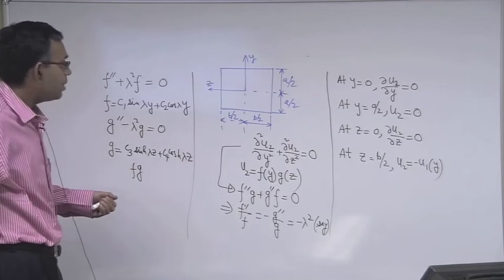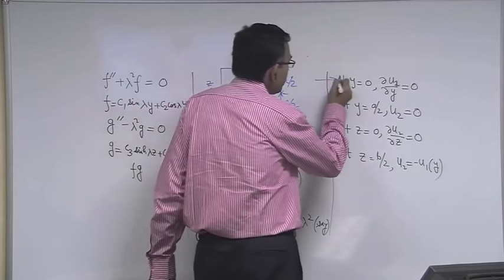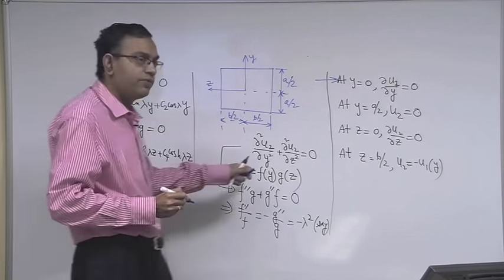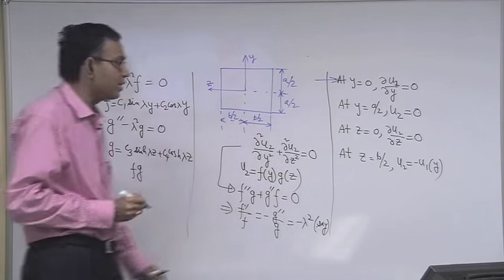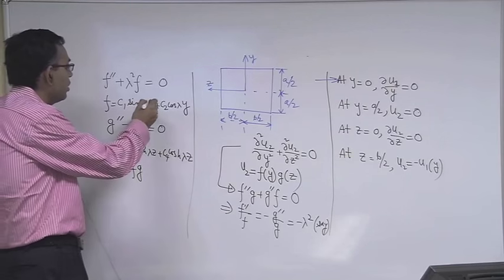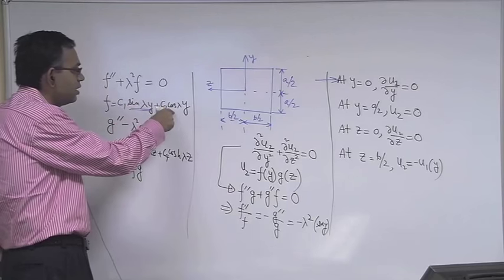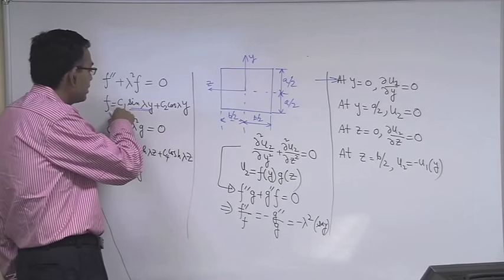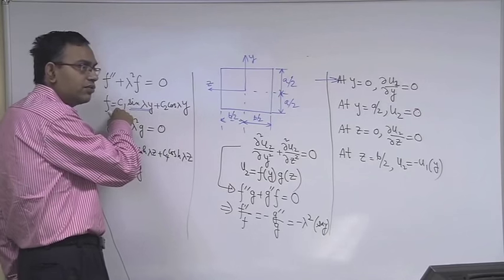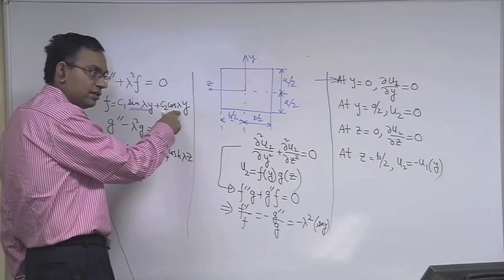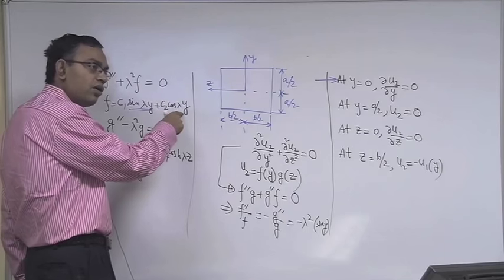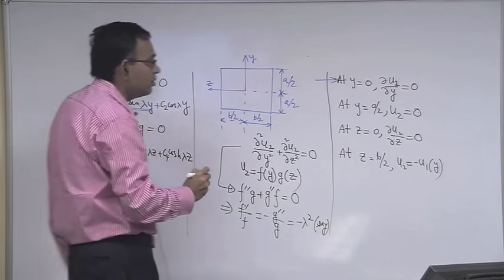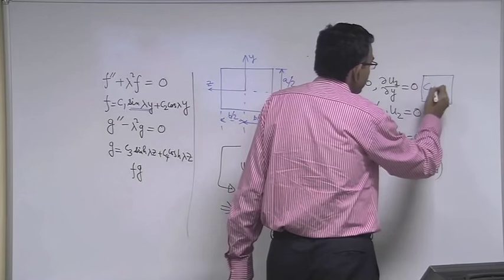So, first let us appeal to the boundary condition that at y equal to 0, del u2 del y equal to 0. That means df dy equal to 0, because f is the function of y. When you differentiate with respect to y, sin will become cos and cos will become sin, with plus or minus sign, which I am not bringing into the picture. The coefficient of c1 will be cos and the coefficient of c2 will be sin. At y equal to 0, the sin will be automatically 0. So, to make this 0 you must have c1 equal to 0. So, this boundary condition gives, let us write this in a box, c1 equal to 0.